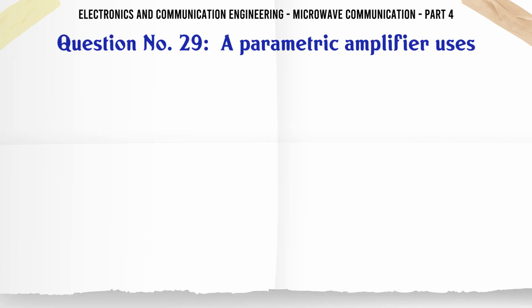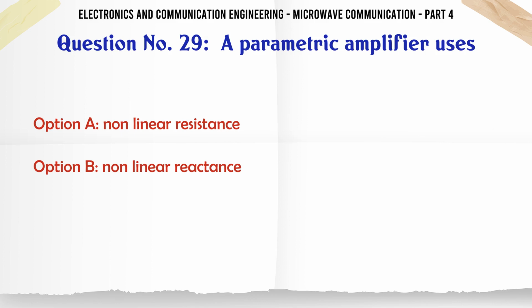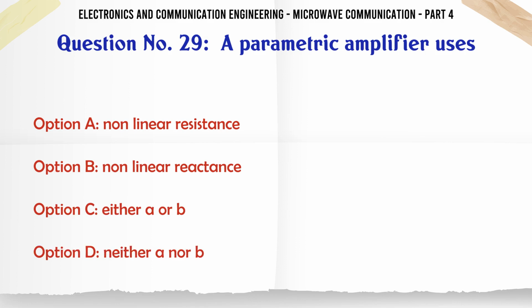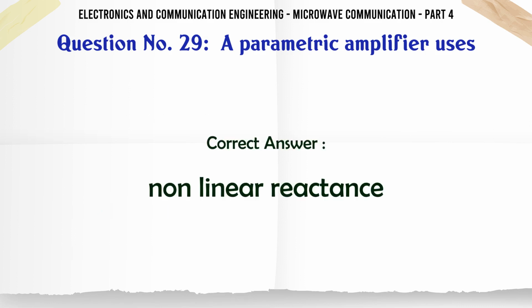A parametric amplifier uses A. Nonlinear resistance, B. Nonlinear reactance, C. Either A or B, D. Neither A nor B. The correct answer is nonlinear reactance.